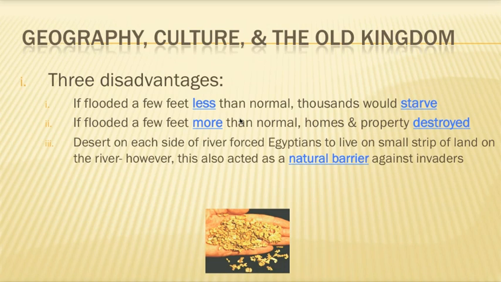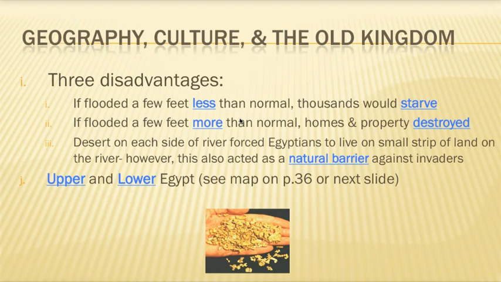And of course, the other disadvantage, as we just looked on the previous slide, is desert on each side of the river forced the Egyptians to live on a small strip of land on the river. It doesn't give you a lot of options in terms of where you can set up your farms, your cities, your civilization. However, like we mentioned on one of the first slides, this could act as a natural barrier against invaders. The river itself could be a natural defense mechanism. If people are trying to cross your river to invade you, that can sometimes be difficult to do.